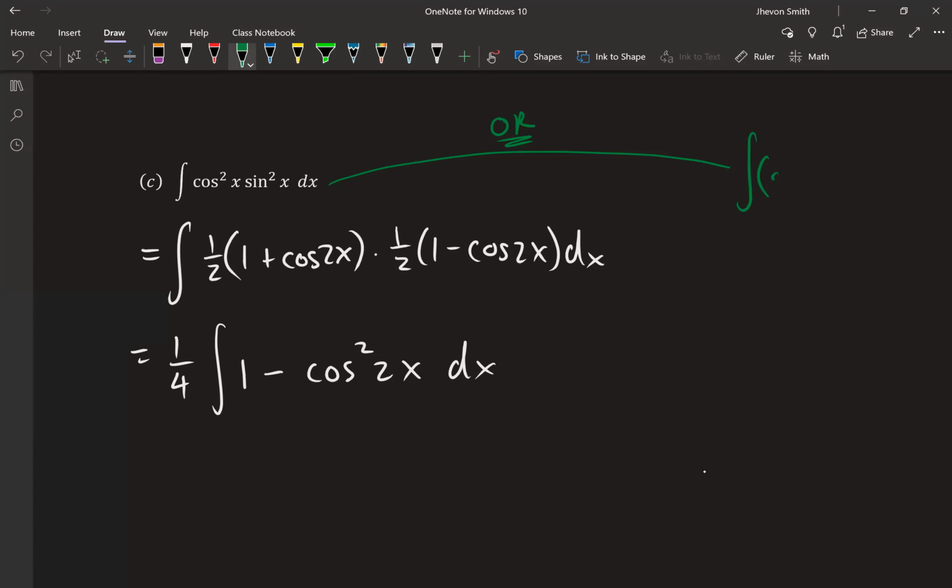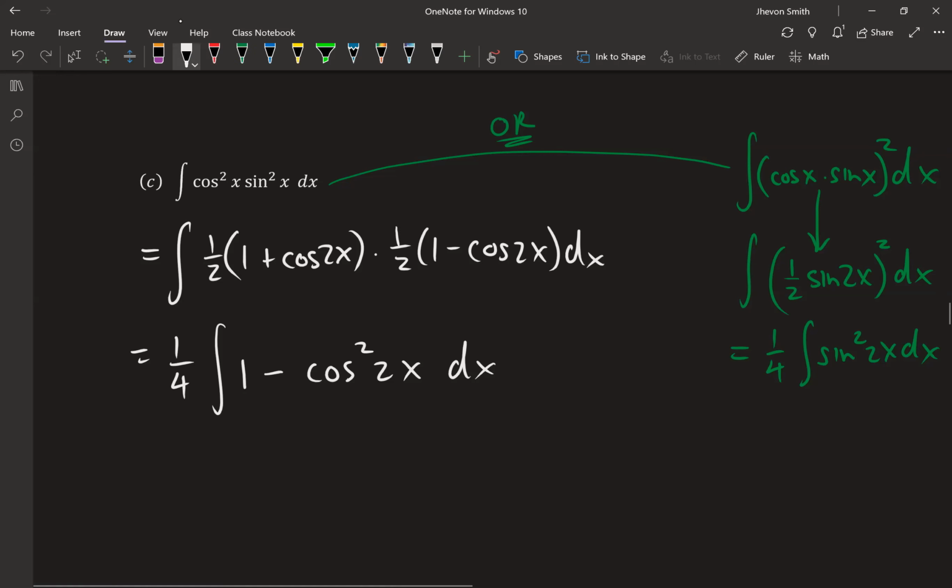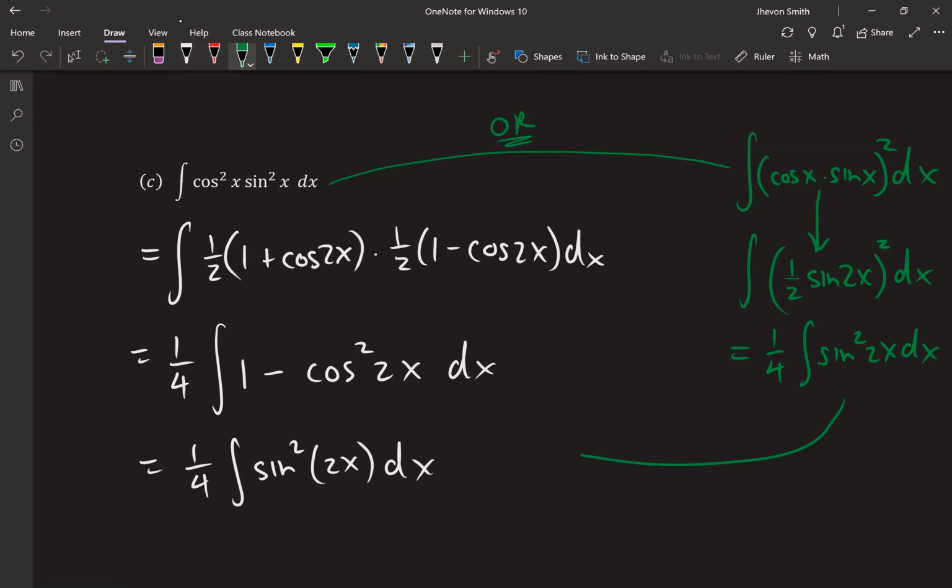Realize that this is just cosine x times sine x, all squared. Realize that you can write cosine x times sine x as 1/2 sine 2x. And then, since this is squared, that would be a quarter times the integral of sine squared 2x, which is in fact what this is. 1 minus cosine squared is sine squared. So this is actually just sine squared of 2x, and that would bring you here.